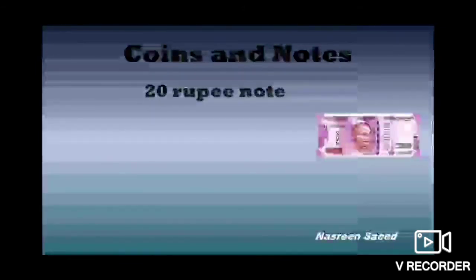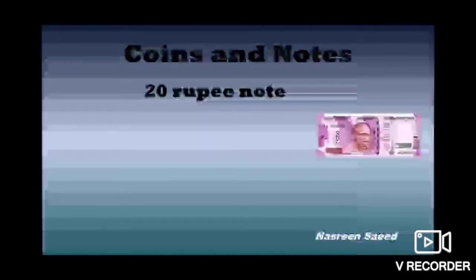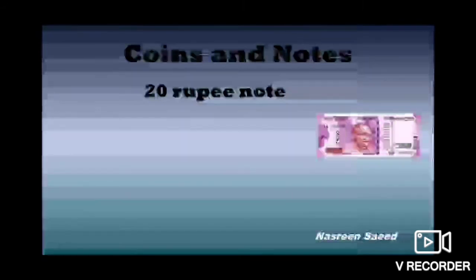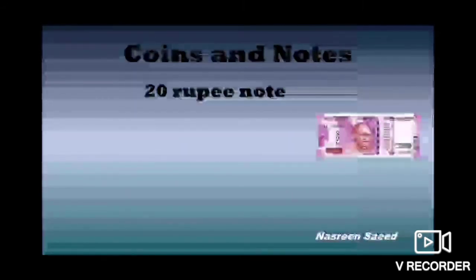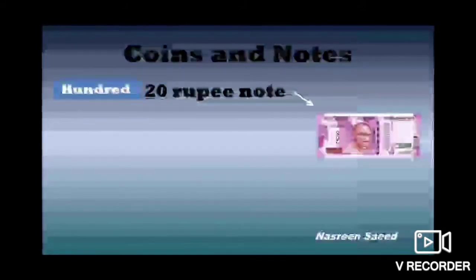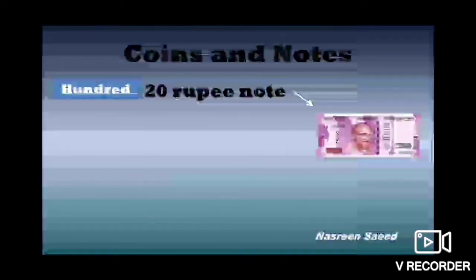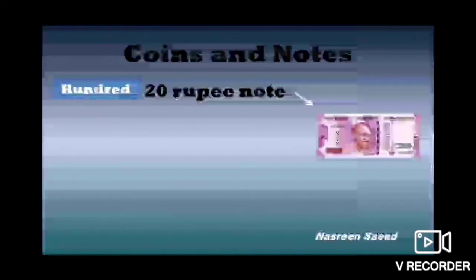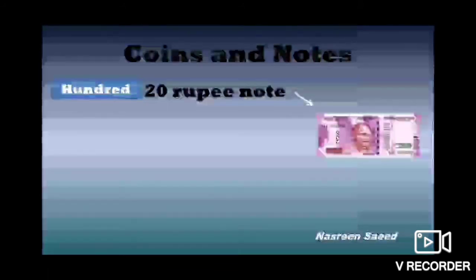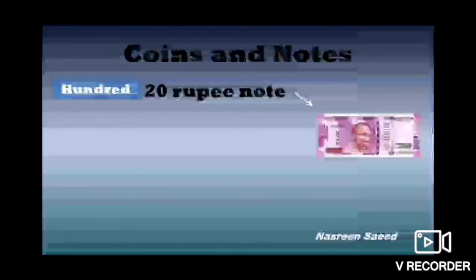Now 2000. We all know the 2000 note, isn't it? We have seen it is the largest denomination right now we are having in our country. Now how many 20 rupees notes make 2000? Yes, we have 100 20 rupee notes to make 2000. That is a big bundle, isn't it? So 100 20 rupee notes make 2000.